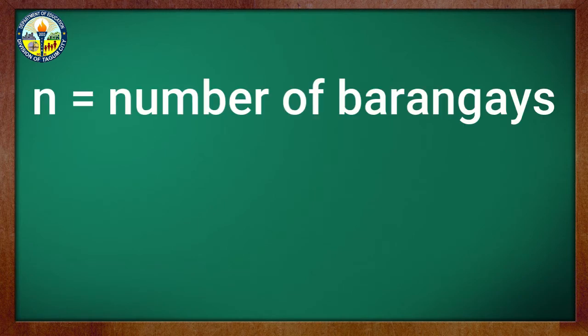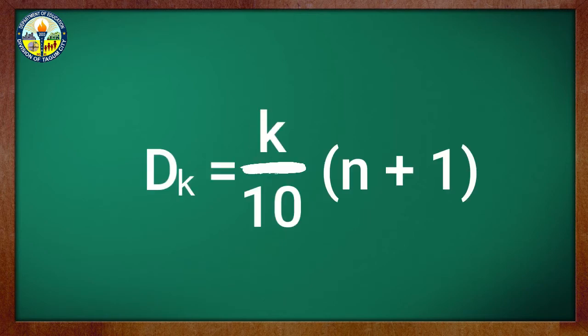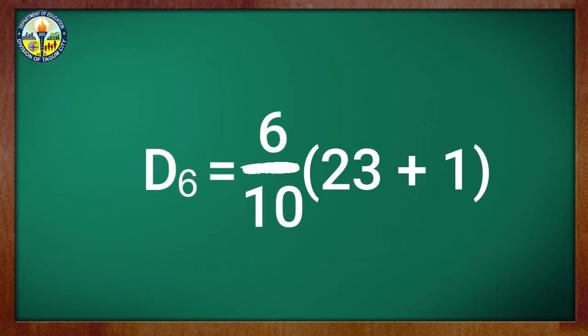Step 2. Identify the number of elements n. N represents the number of barangays in the given set of data. And so, n is equal to 23. Step 3. Determine the value of k. Since we are looking for d sub 6, then we have 6 as the value of k. Step 4. Substitute the values of n and k to the formula. So we have d sub 6 equals 6 over 10 times the quantity 23 plus 1.